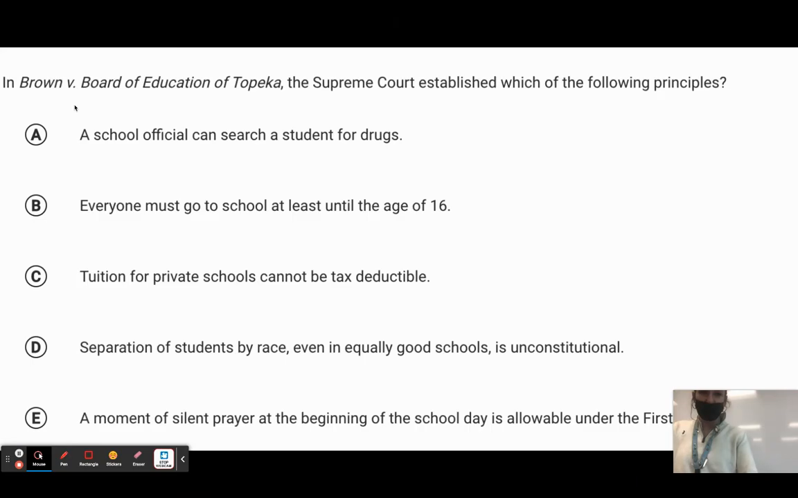All right, so here we go. This first one is pretty easy. I hope you were paying attention yesterday. In Brown v. Board of Ed of Topeka, the Supreme Court established which of the following principles? Don't even discuss it with the people in your group, because you should be able to figure this out yourself. Take a few seconds.